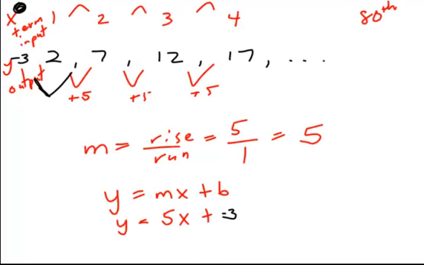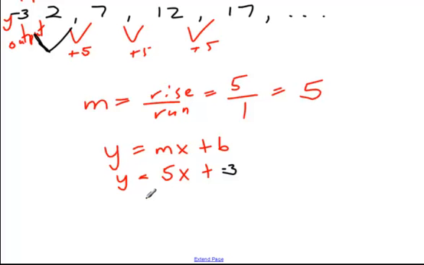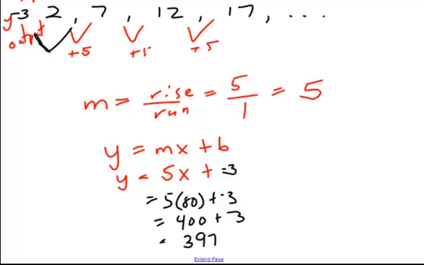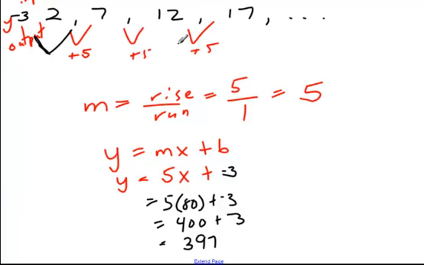And now I want to know the 80th term. Didn't we say that the x's were the terms? So I'm going to substitute 80 in for x. 5 times 80 plus negative 3, 400 plus negative 3, 397. So if I were to continue counting by 5s, the 80th time I do it, I would be at 397. So it kind of tells the future.